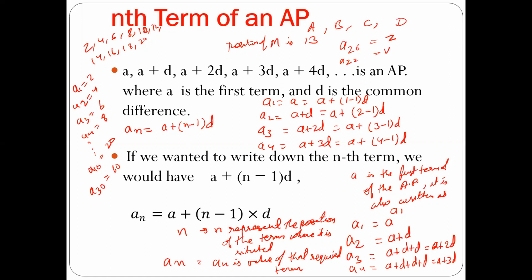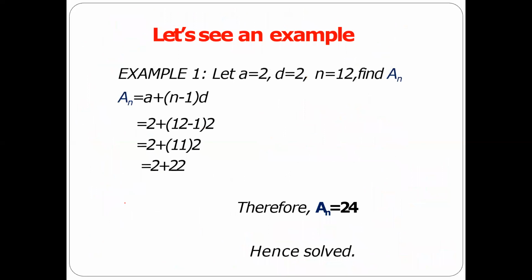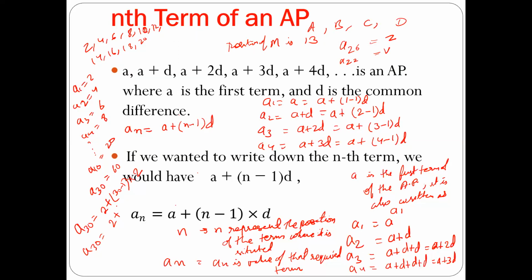How can we find it? Just like here we find A30. Here the first term is 2 plus n minus 1, that is 30 minus 1, and the common difference is 2. So A30 is equal to 2 plus 29 into 2, 2 plus 58, is equal to 60.